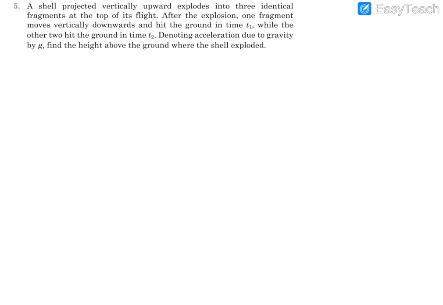It says that we have a shell which is projected vertically upwards and it explodes into 3 identical fragments at the top of its flight. After explosion, one fragment moves vertically downward and hits the ground at t1 time while the other two hit the ground at t2 time. And gravity is g, then we need to find the height above which this explosion took place. So that is the question. I just read this question. Now let me explain what the solution is going to be.